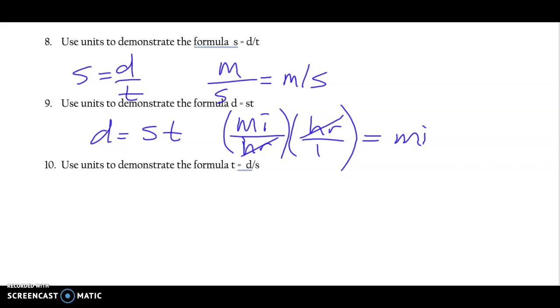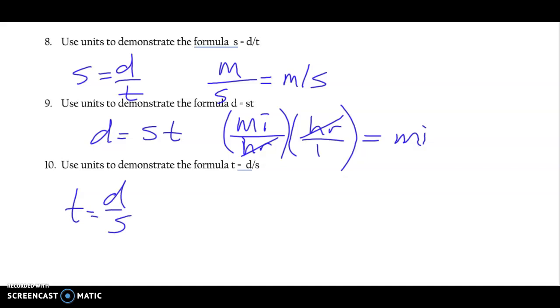So you can see that units are going to cancel out, and you'll be left with a final unit after you do all the math with it. The next one, time is distance divided by speed. Time being distance divided by speed.